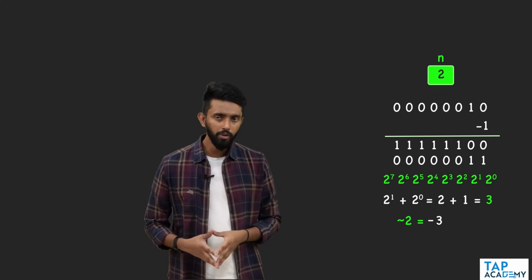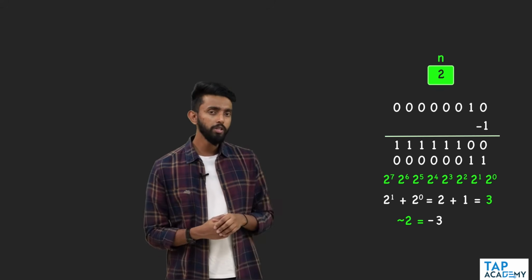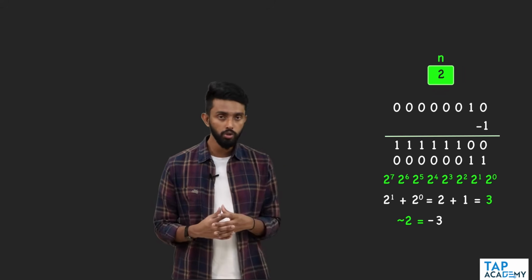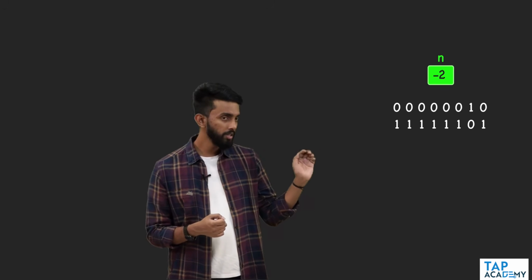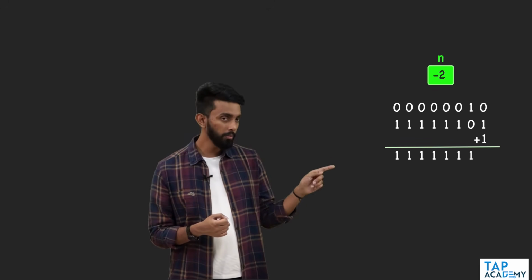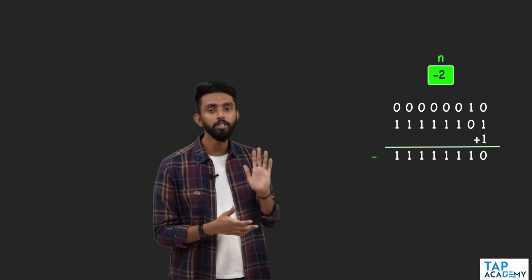What about negative numbers? Very simple. Now let us assume I want minus 2 to be represented. First of all, 2's complement of 2 you should take. So 2 is this. If I do 1's complement, it is this. If I add 1 to it, which is 2's complement, that is what I will get. This is minus 2 in binary.